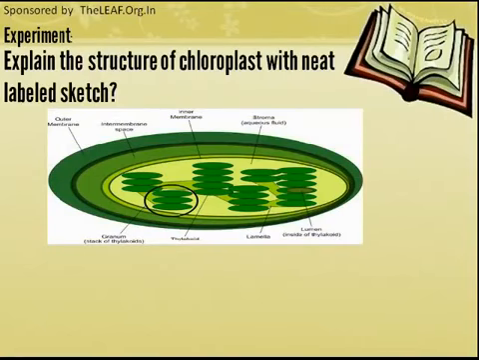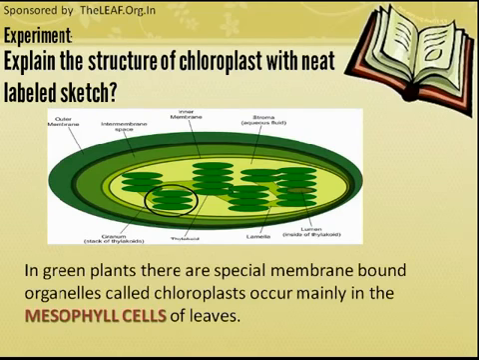Explain the structure of chloroplast with a neat labeled sketch. So, if we think in such a way, why are plants green in color? We can say, presence of chloroplast. So, really, what is a chloroplast?